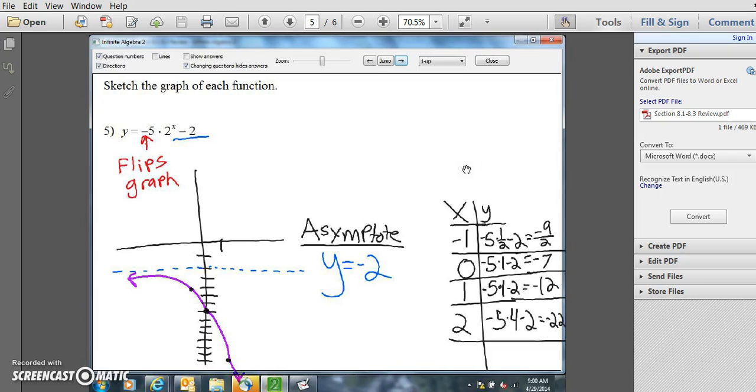Again, you want to include a t-chart in case I can't tell where your points are. That would be my suggestion. Not having this would be detrimental.